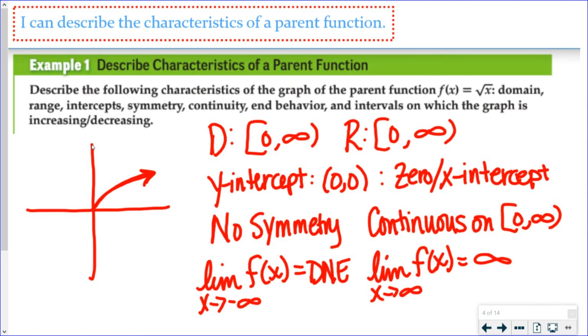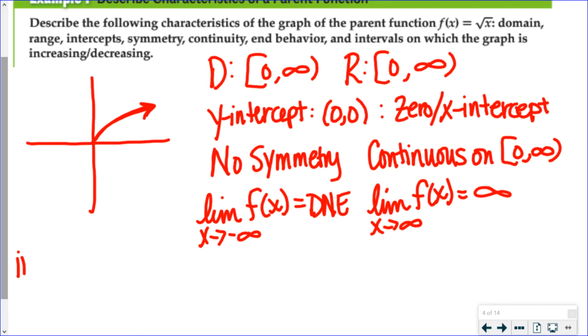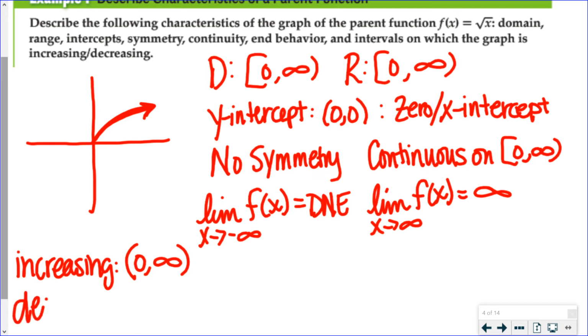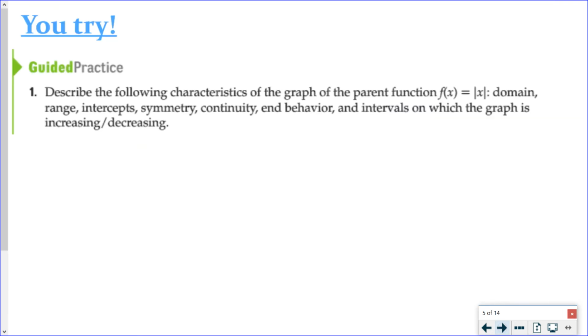Finally, it's asking where is it increasing, where is it decreasing? My increasing interval, well, when we go left to right, this graph is always increasing. It's always getting bigger. So be careful, remember, only parentheses around our increasing and decreasing intervals. So from 0 to infinity is increasing, it's never decreasing. So if you want to write that, for decreasing, never, or NA, doesn't apply.